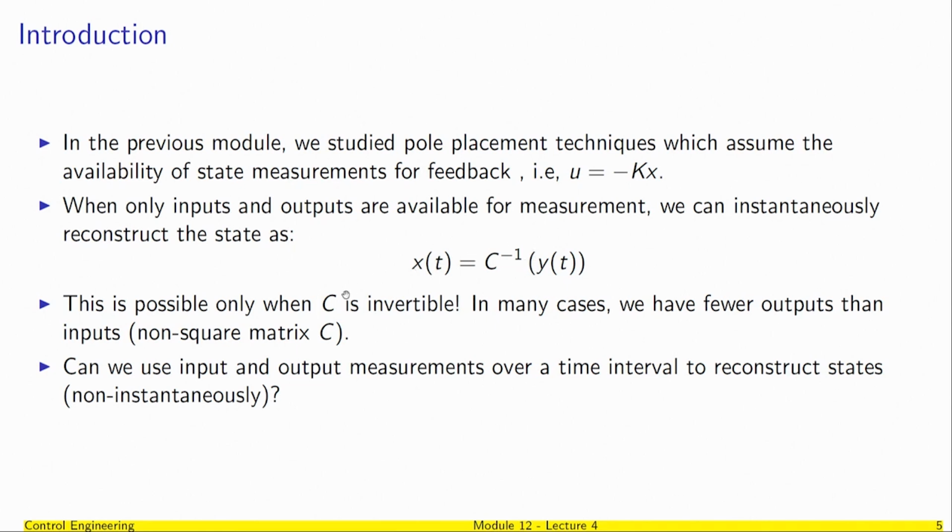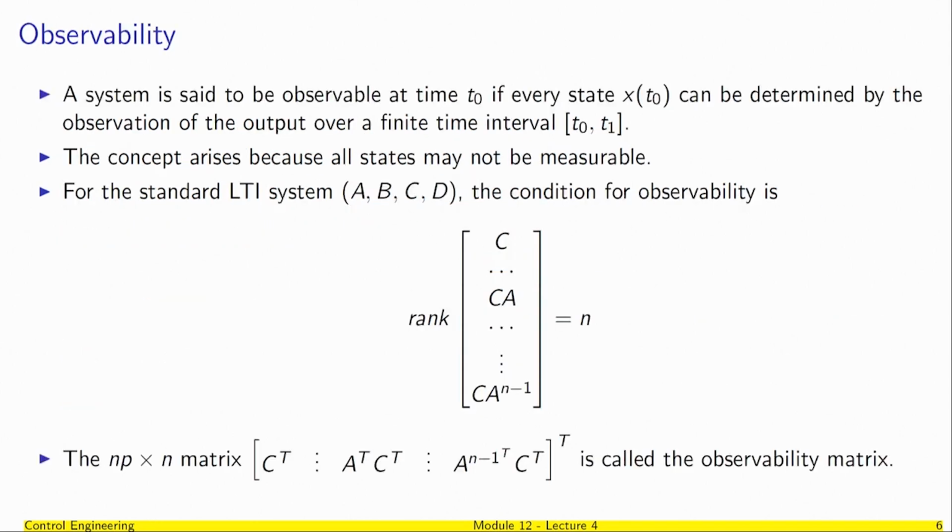But this is not possible all the time, because sometimes we will have maybe only 5 outputs measured when the total number of states is 10. Okay. So, in that case, what do we do? Is there again some hope? Can we use the input, we know u all the time, and the output measurements over a time interval to reconstruct the states, reconstruct x naught for example? So, this is what leads to the definition of observability.